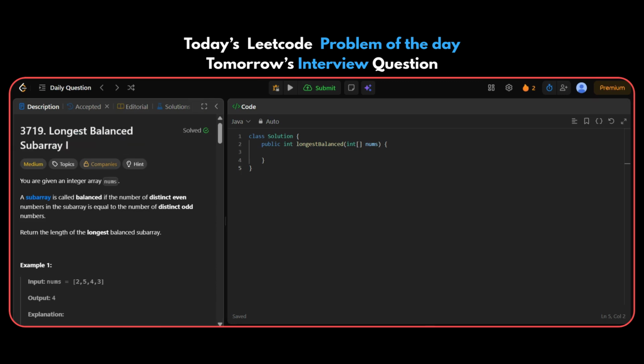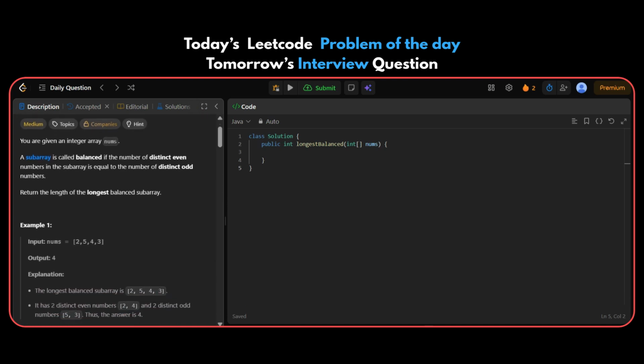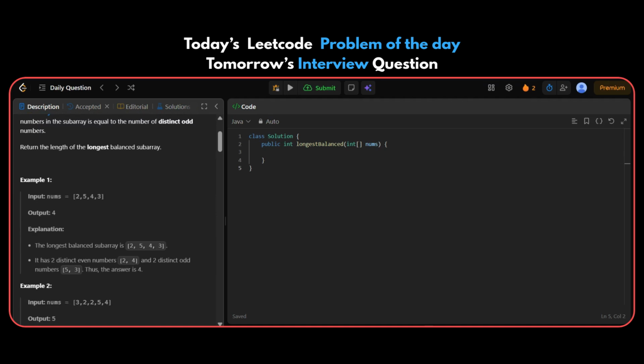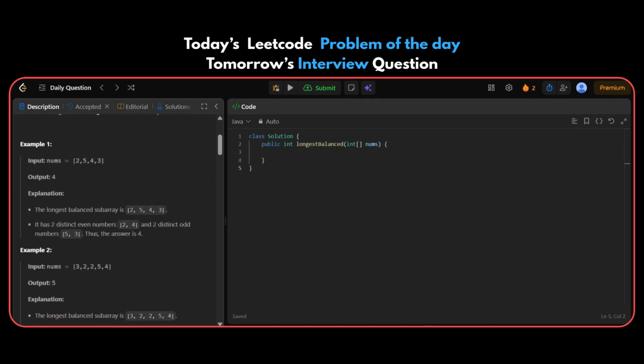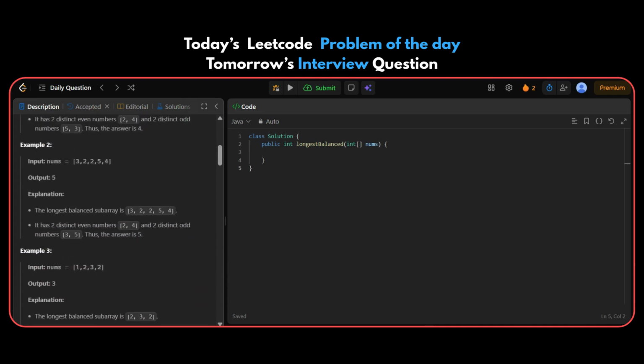Today's Leetcode problem of the day is the longest balanced subarray 1. So we are given a subarray and we need to check if it's balanced or not. A subarray is balanced if it has equal number of distinct even numbers and odd numbers. Let's look here. The numbers are 2, 5, 4, 3. There are two distinct even numbers and two distinct odd numbers. So the whole array is balanced.